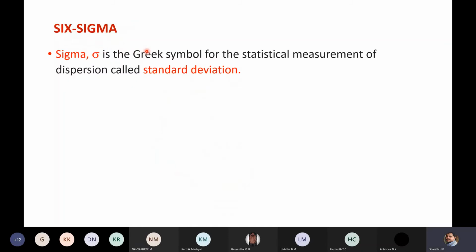Six Sigma. Sigma is the Greek symbol for the statistical measurement of dispersion called standard deviation. Deviation is nothing but variation. We want to achieve something; there is a target. If there is deviation from the target, we can measure that with the help of the concept of standard deviation. For that, we use sigma.